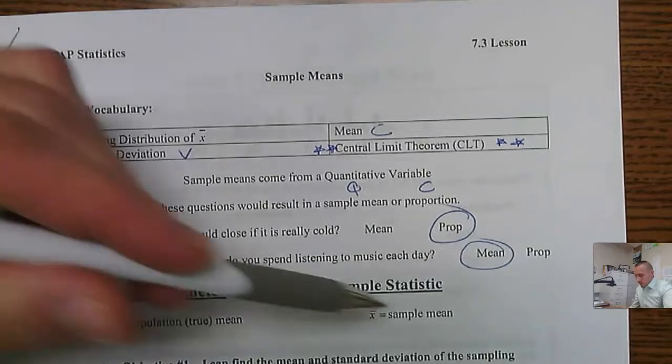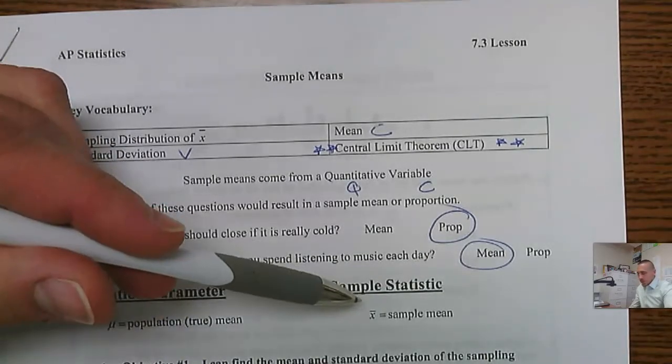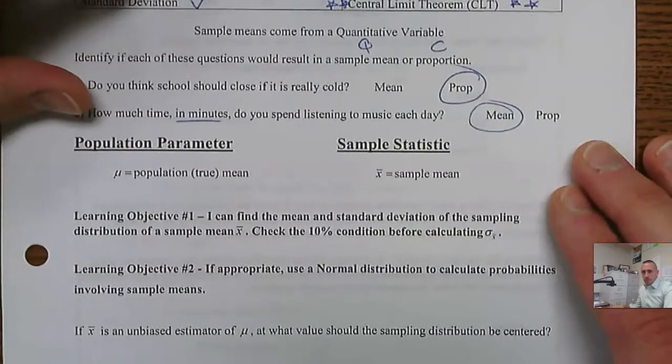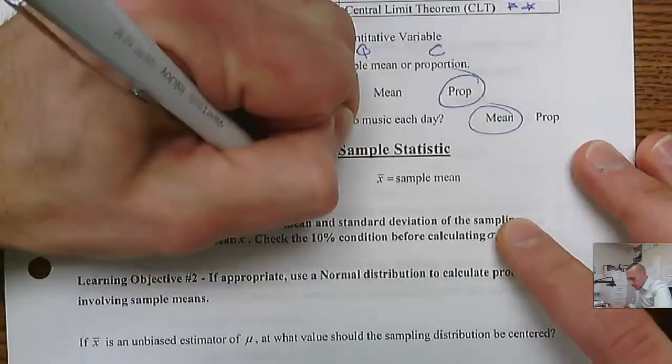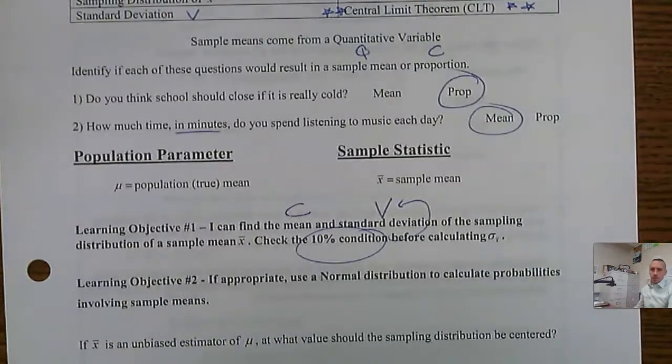So as far as symbols go, the parameter is mu, the true mean or the population mean. The statistic is X bar, the sample mean. Definitely some continuity here, which is nice. Finding the mean and standard deviation of the sampling distribution, that's going to be the same. The 10% condition is still in play. You have to check that before you calculate the standard deviation, because we're sampling without replacement.